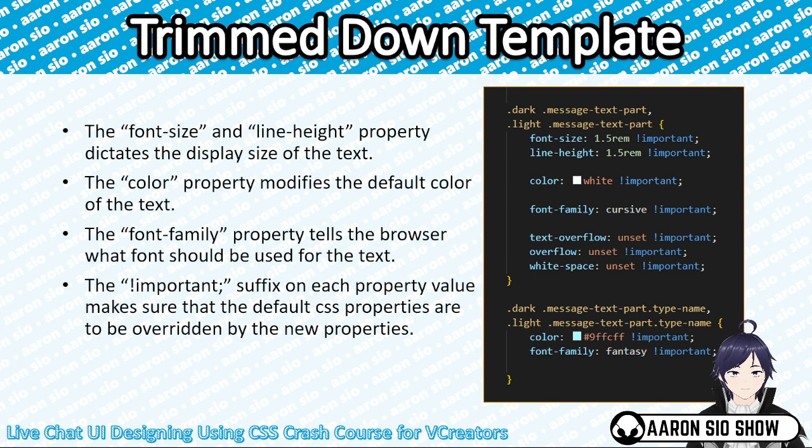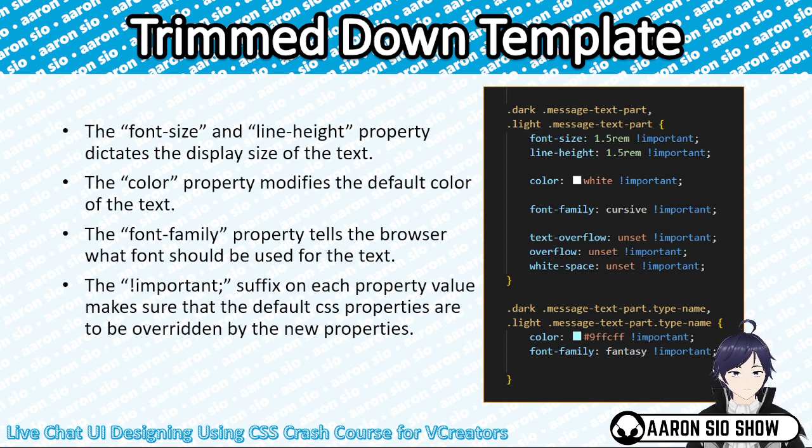So next is the color property, and the color property modifies the default color of the text. So this one uses the color white. The third one would be the font of the text, which is handled by the property font family. This property tells the browser what font it should be using for the text that it will be displaying.